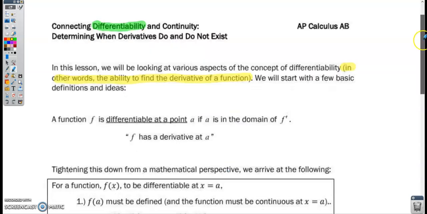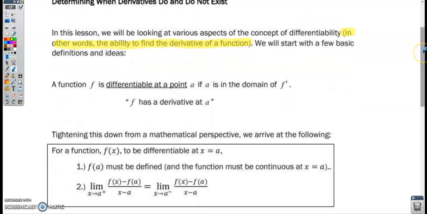So let's tighten that down a little bit. In order for a function to be differentiable at a point x equals a, we need two things to happen, and this should remind you a little bit of our definition for continuity, where we required f of a to exist and the limit as x approaches a of the function to exist and for them to be the same. This is similar to that, not identical, but similar. First of all, we need the function to be defined at x equals a in order for it to be differentiable, okay? And it has to be continuous. So that's our first statement here. f of a has to be defined, and it has to be continuous in order for it to be differentiable at that point.